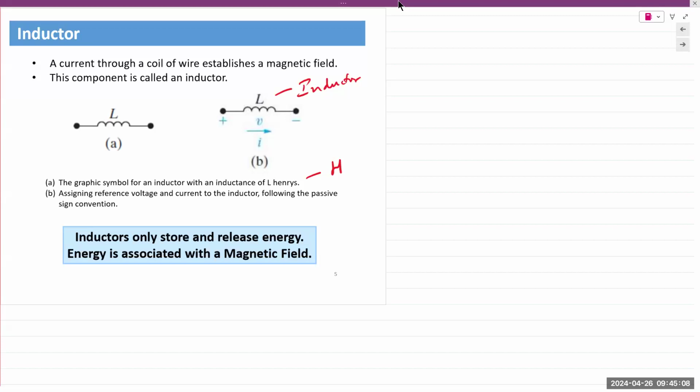Inductors, L. All right. So uppercase L stands for an inductor. Uppercase H stands for Henry or Henries. And that's the unit of inductance. And again, like resistors, inductors and capacitors are passive components. They cannot create any energy of their own. They can only accept energy, store it, and then release it back into the circuit at a later point in time.